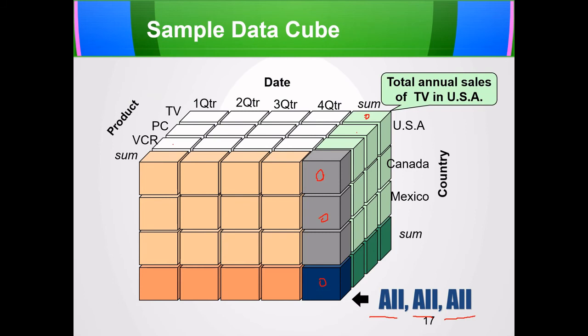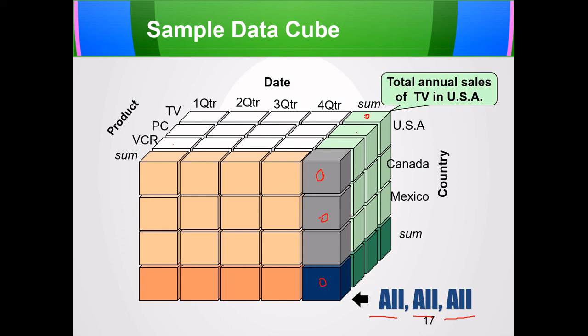So the same thing is represented here. As we discussed, this particular cell will have the total sale of the VCR product in quarter 1, right? In which country? That is the USA, right? Similarly, the next cell below this VCR sale will contain the summarized value for Canada, then the next will contain Mexico, and so on.